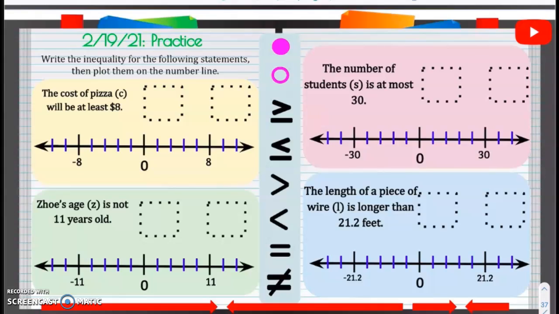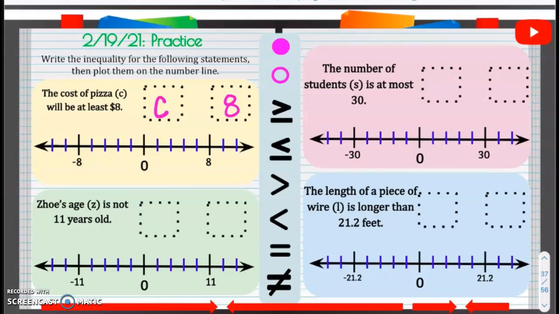All right, our practice for the day. So the cost of pizza, C, will be at least $8. So we have our cost of pizza, which is our C, and it's going to be at least $8. So can it be more than $8? Yes, it can be $9, $10, any dollars. It will be at least $8, so it can cost $8.